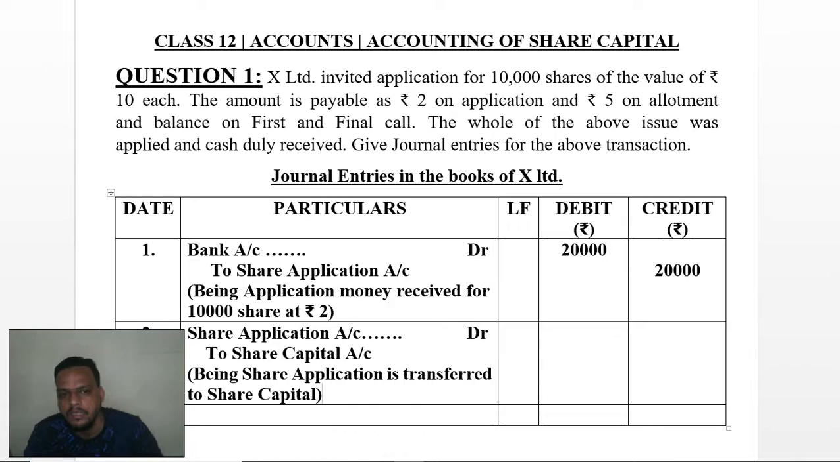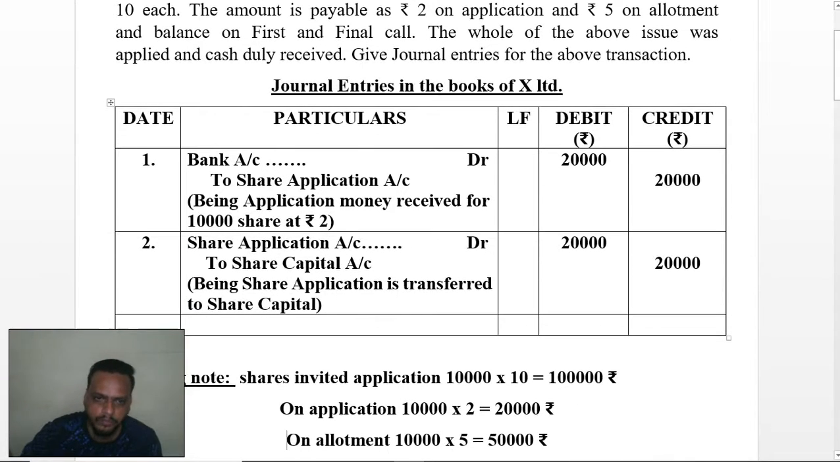These entries have been completed. What about the amount? The amount will be the same, as mentioned in the working note. So 20,000 rupees you have transferred for application after accepting. Share application has been accepted and transferred to share capital. Now, as we have seen in the working note, on allotment we have received 5 rupees on each share.